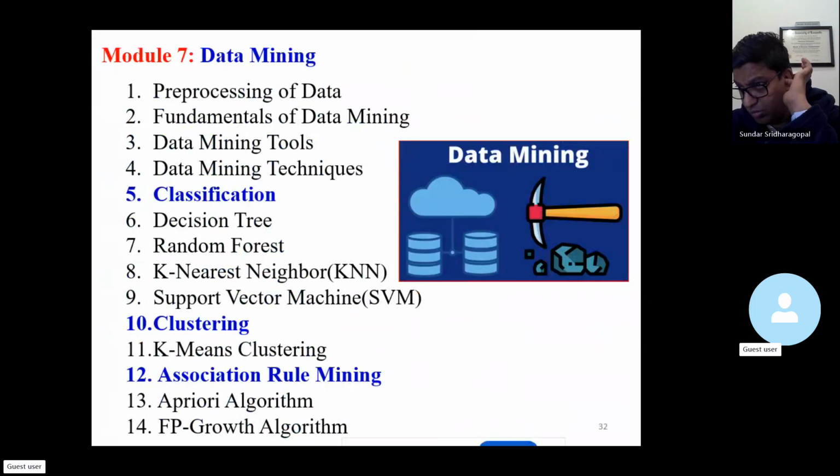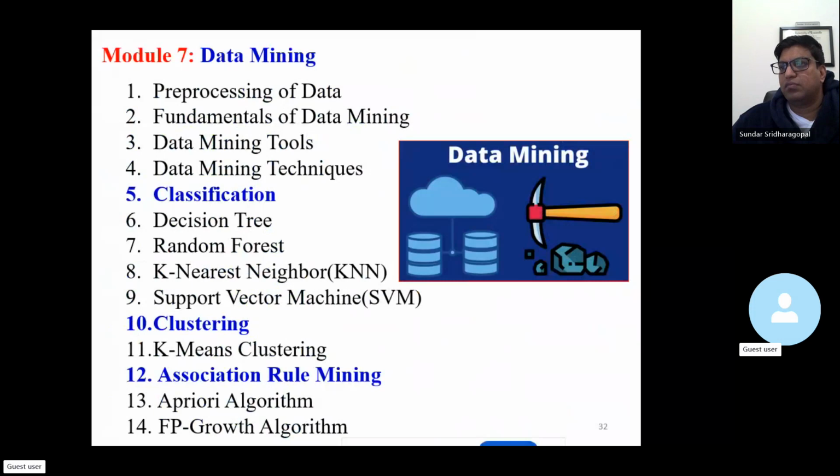And what are the fundamentals of data mining concepts, data mining tools and techniques? Under classification, what are the techniques I am going to demonstrate? Decision tree, random forest, K nearest neighbor (KNN) technique, support vector machine, and then clustering. We are using k-means clustering. In association mining, we are using the Apriori algorithm and the frequent pattern growth algorithm. This is about data mining concepts.